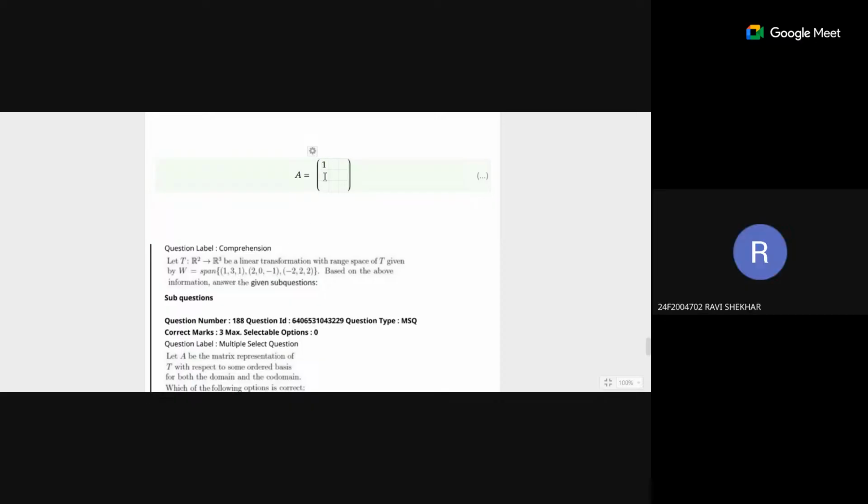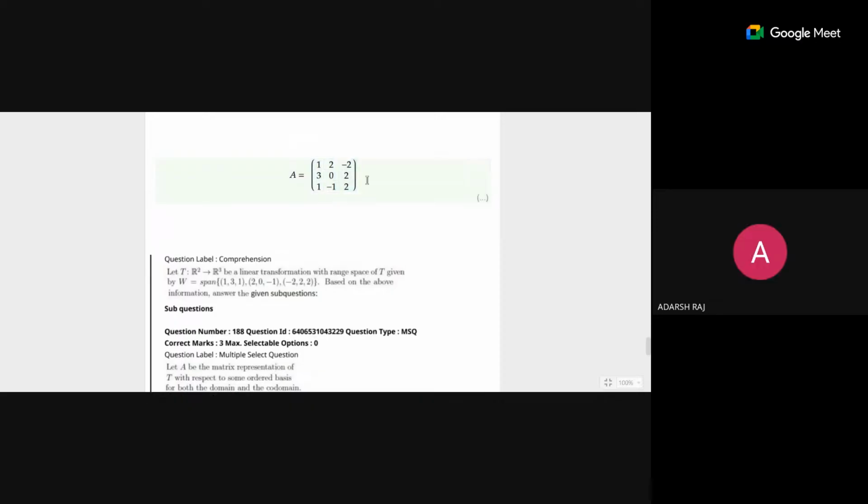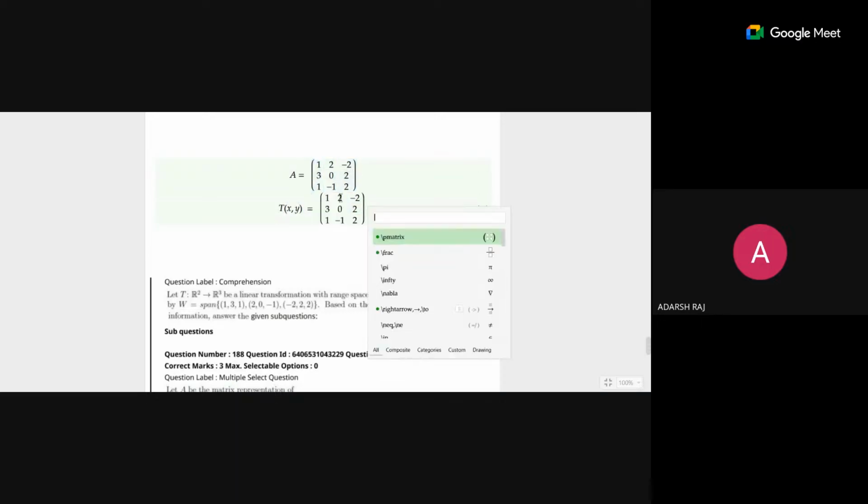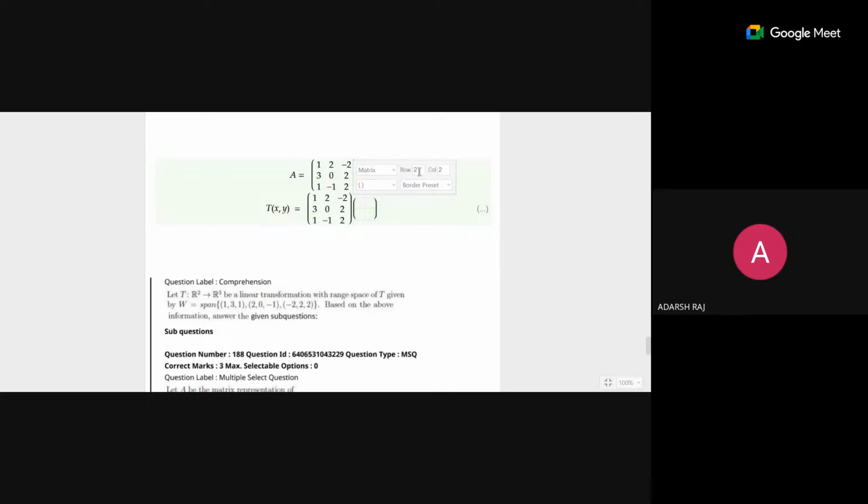We put 1, 3, 1, 1, 3, 1, 2, 0, minus 1, minus 2, 2. And suppose this is our transformation matrix, and this linear map is from R2 to R3. So what we are saying is that the output of this linear transformation will be just a linear combination of these three vectors, right?